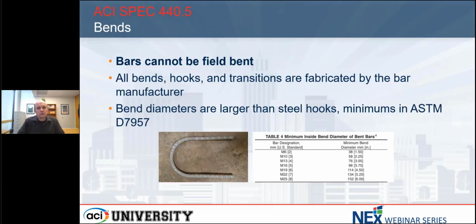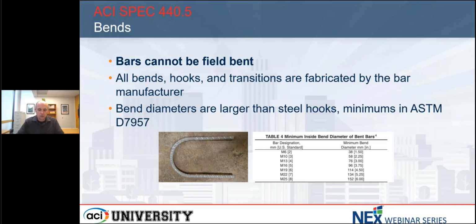Then finally, last thing with the construction spec is bends and hooks in FRP bars. Very important note that GFRP bars cannot be bent in the field. They are, again, linearly elastic. So if you try to bend them in the field, they will just break. They won't bend the way a steel rebar will. So these hooks and bends in the bar do have to be manufactured by the FRP bar manufacturer. They're delivered to site this way.